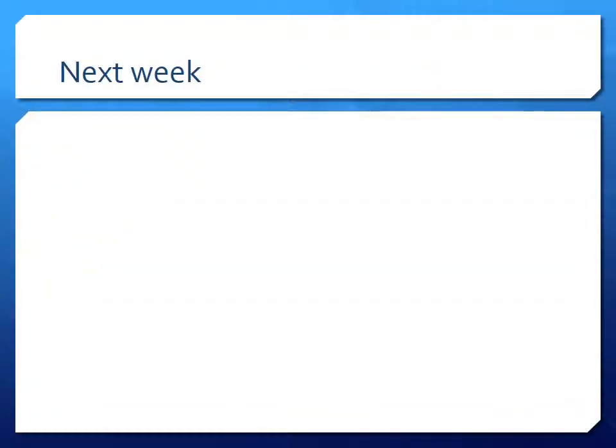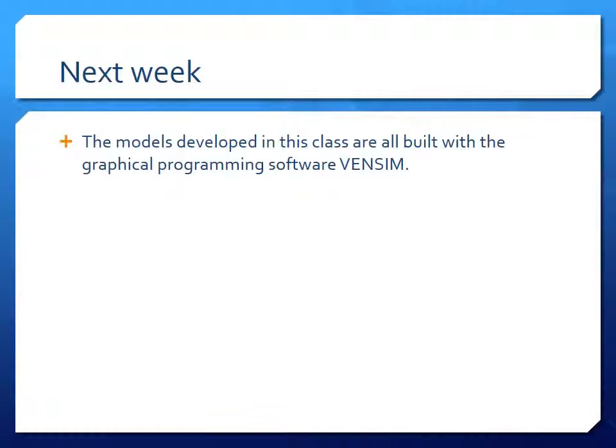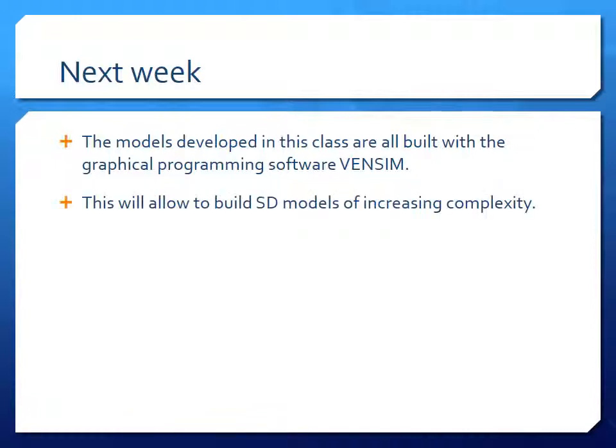So we'll talk about this next week. Next week we're going to be using a tool called Vensim, the software, which you should have downloaded. And it's essentially a graphical programming software that allows you to do all this graphical interface, all these boxes with the arrows and the feedbacks in a very intuitive fashion. And doing this will allow us to build a system dynamics model of increasing complexity.